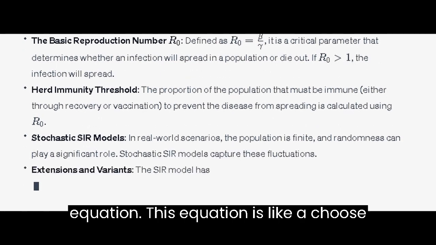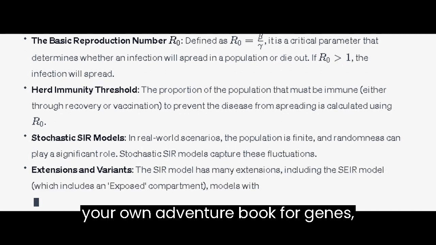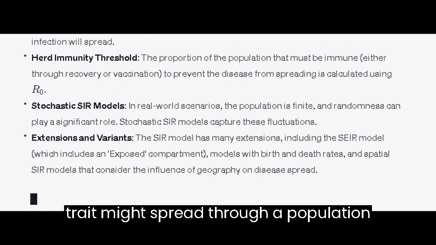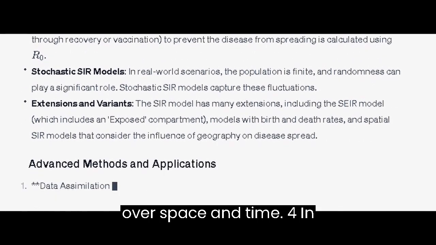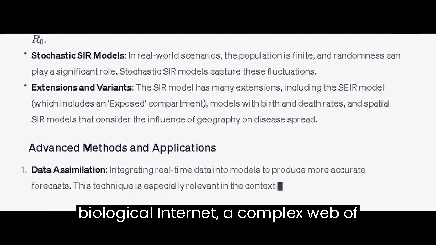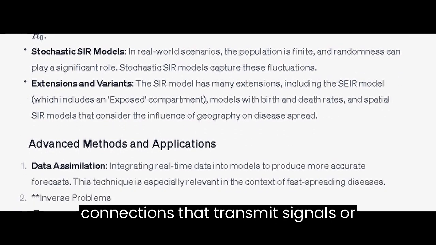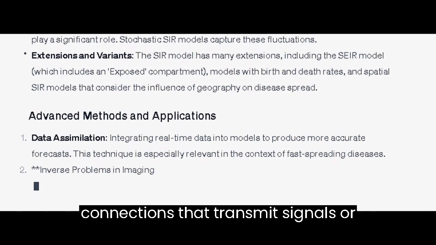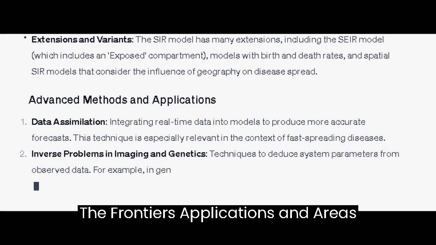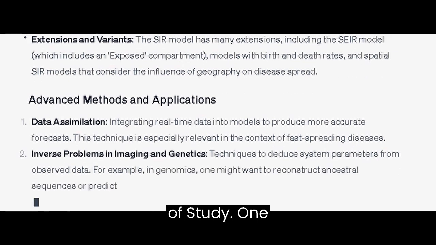3. Fisher's equation. This equation is like a choose-your-own-adventure book for genes, helping us understand how a particular trait might spread through a population over space and time. 4. Neural networks. Think of this as the biological internet, a complex web of connections that transmit signals or information within the brain. The frontiers, applications, and areas of study.